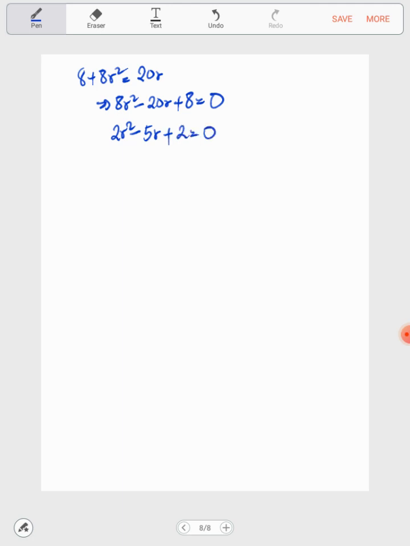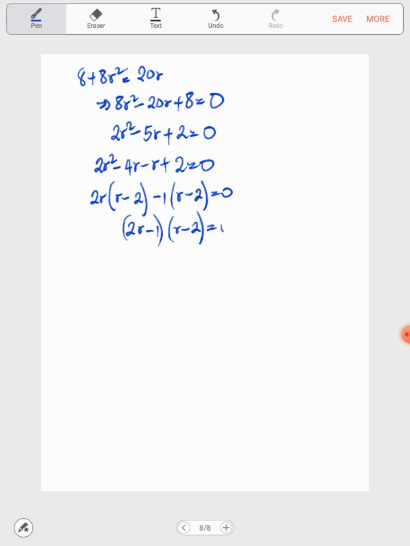So we solve this by the factorization method. That will be 2r squared minus 4r minus r plus 2, yes, minus 4r minus r is minus 5r, and the constant is plus 2. So if I take 2r out of the first two terms, I have r minus 2, and from the others, minus 1 times r minus 2. This leaves me with 2r minus 1 times r minus 2 equals 0.